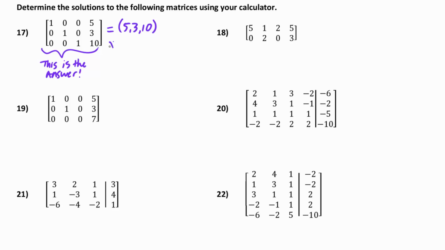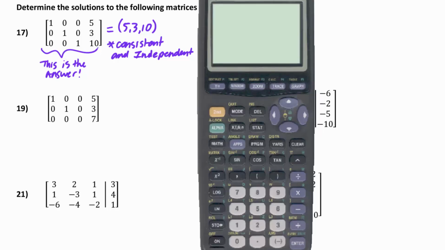And just to label and define what terms this would be, this is consistent. It can be solved. And it is independent because it has an individual answer. It's not a system that has an infinite number of solutions. So let's look at 18. 18 is not in reduced row echelon form, so we're going to just go ahead and use our calculator.